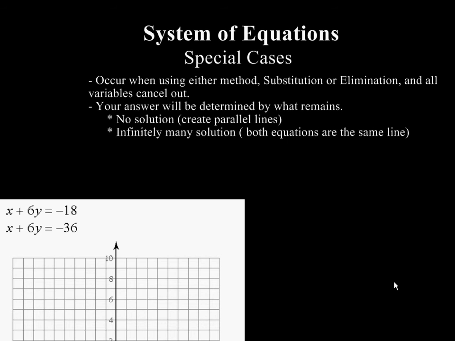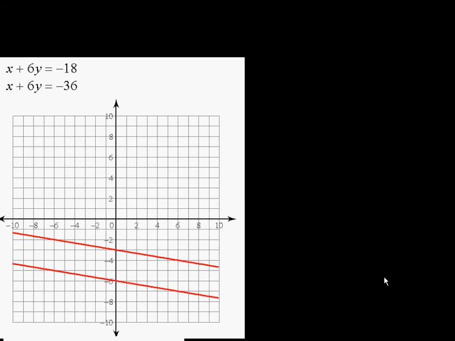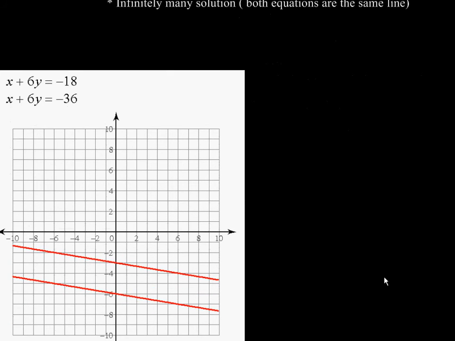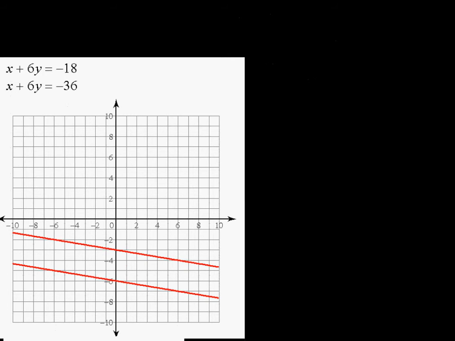Here's an example. Notice this right here. You have x plus y equals negative 18 and x plus 6y equals negative 36. Notice that creates two parallel lines when you graph them. If they're parallel, they'll never intersect. So your answer then has to be no solution, because there is no place that those two could intersect.